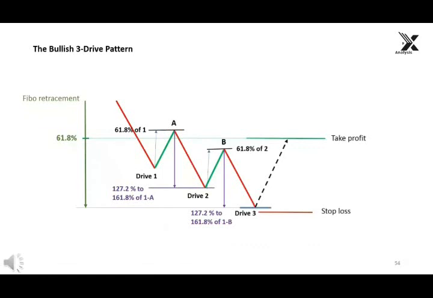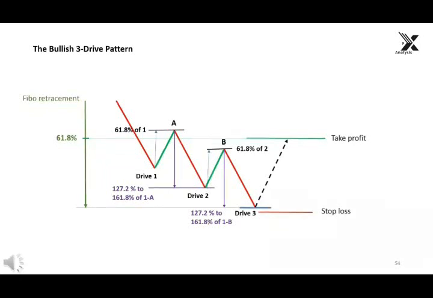As you can see above, the price makes an initial low at point 1, this is the first drive of the pattern. Price then retraces before making a new low at point 2, forming the second drive. This second low should be a 127%, or 161.8% Fibonacci extension of the first drive.